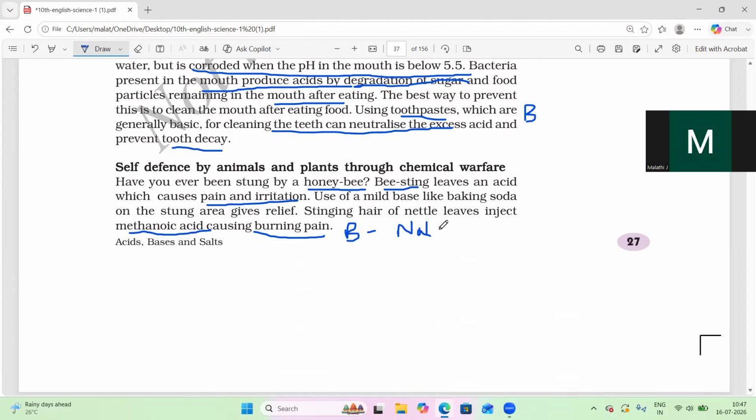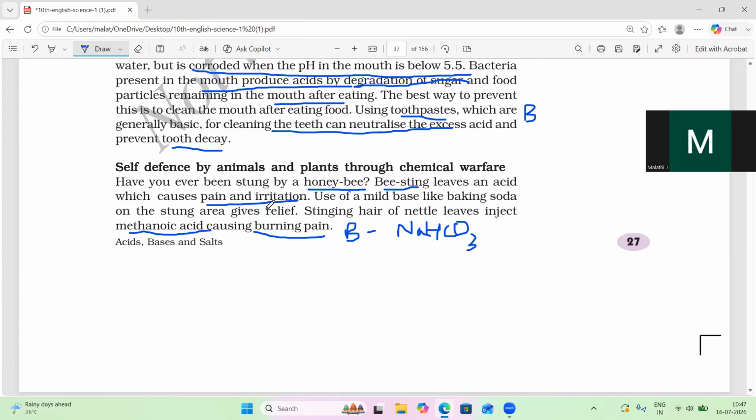What is the formula for sodium bicarbonate? It is NaHCO3. That is what we have to use to relieve the burning of a honeybee sting. When methanoic acid is released into our body, we get pain and irritation. To get relief from that burning pain, we have to neutralize it by adding a base, that is sodium bicarbonate.